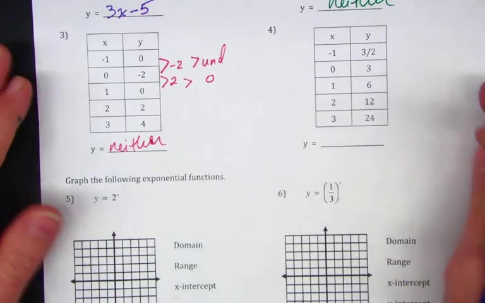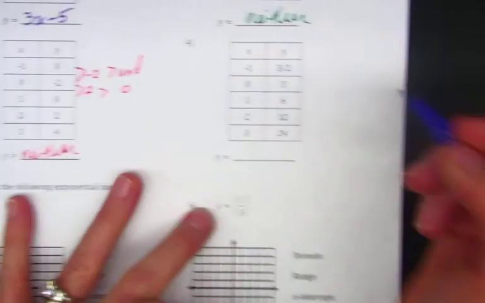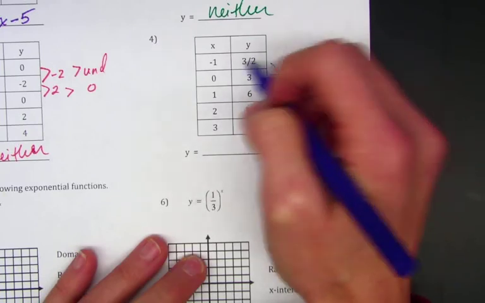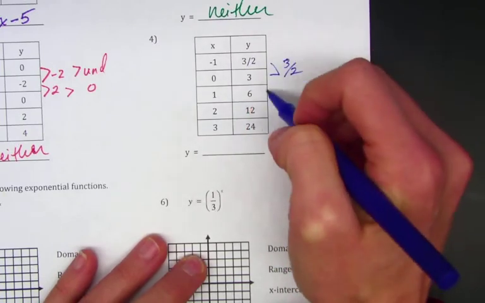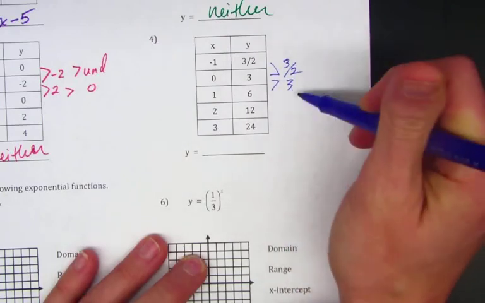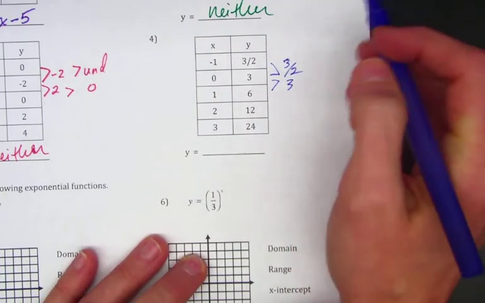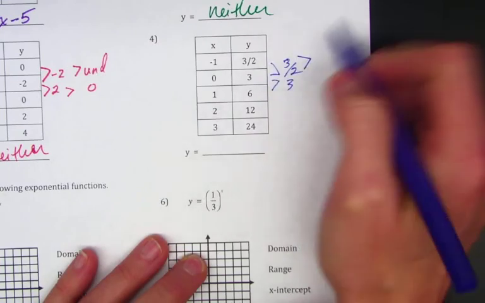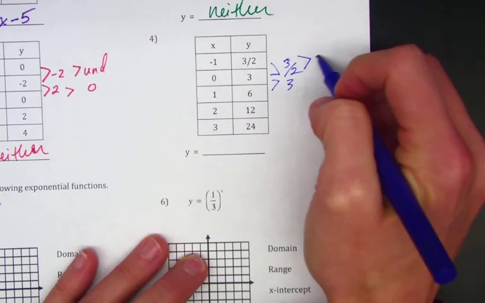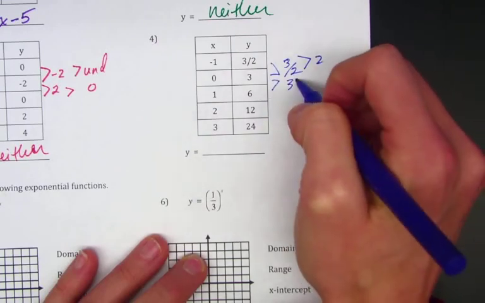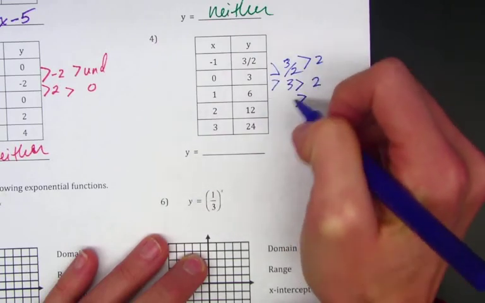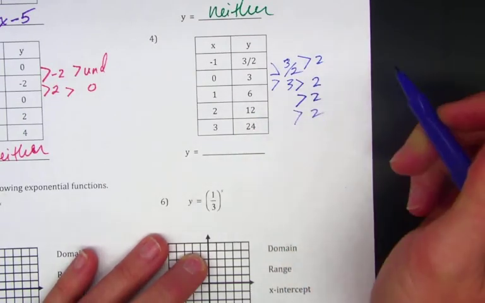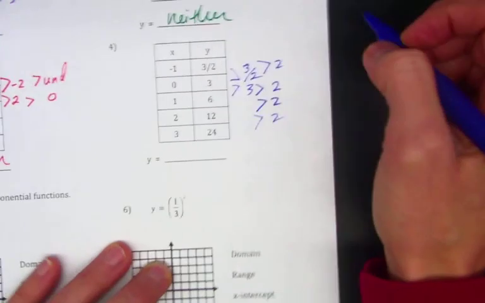And then for the last one here, we take a look at the difference. 3 minus 3/2, so this is 3 minus 1.5, is another 3/2. 6 minus 3 is 3. So we now know that it is not linear because the change in y is not the same. 3 divided by 3/2 is 2. And 6 divided by 3 is 2. 12 divided by 6 is 2. 24 divided by 12 is 2. So that makes this one exponential.